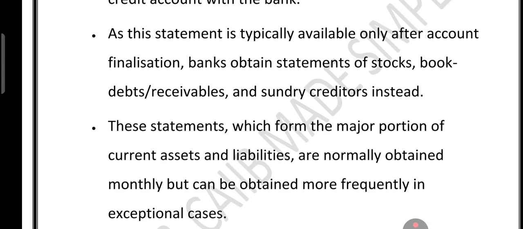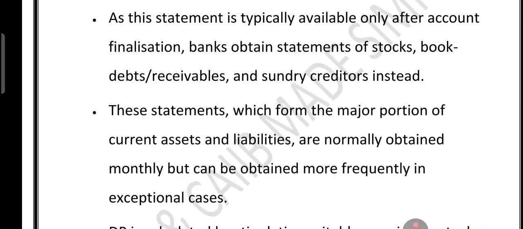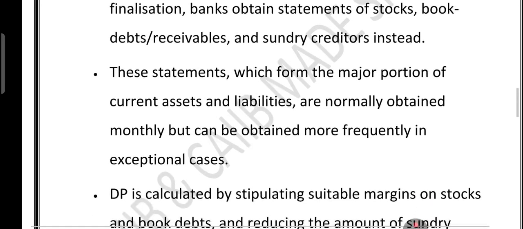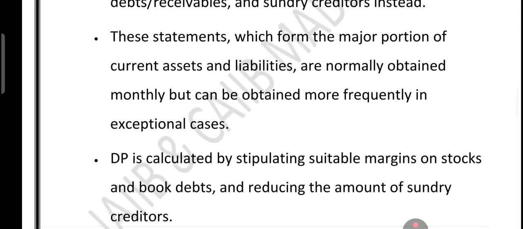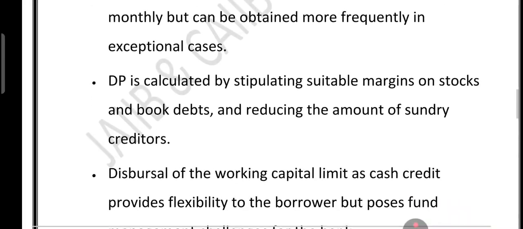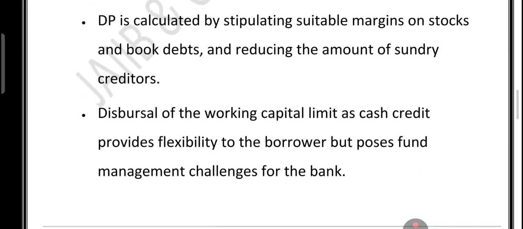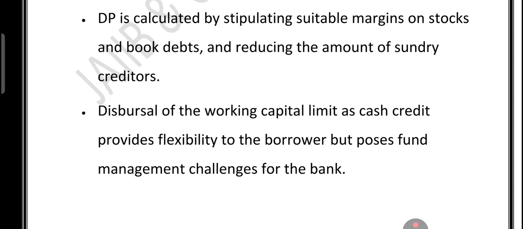So basically, we can say that the bank asks for a monthly statement of inventory, book debt, and sundry creditor, and then they apply a margin. After applying the margin, they can calculate how much can be allowed as DP. But here is the issue. Giving full freedom through a CC account sounds great for the borrower, but for the bank it is like riding a roller coaster, right? The borrower might use the full limit today and none tomorrow, or worse, use the money for things they were not supposed to. So what is the solution?